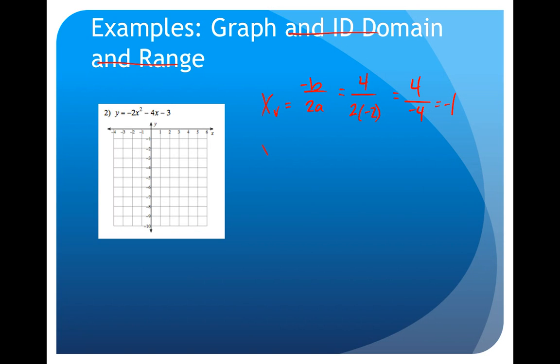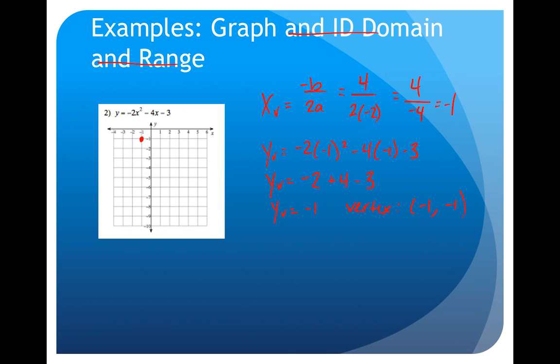I then plug that into the original to find the y-coordinate of the vertex. So I've got negative 2 times negative 1 squared minus 4 times negative 1 minus 3. So here, negative 1 squared is 1 times negative 2 is negative 2. Negative 4 times negative 1 is positive 4 minus 3. So the y-coordinate of my vertex is going to be, this is 2 minus 3, so negative 1. So my vertex is an x value of negative 1, a y value of negative 1.